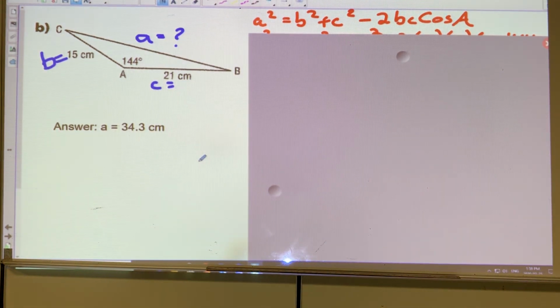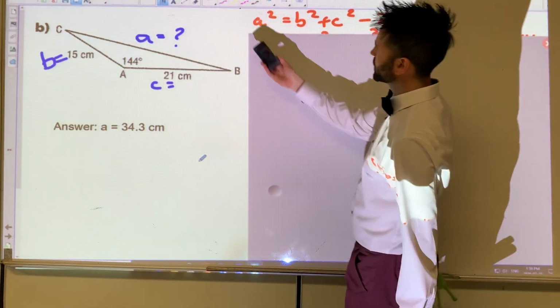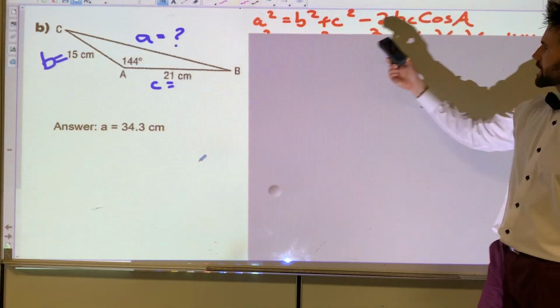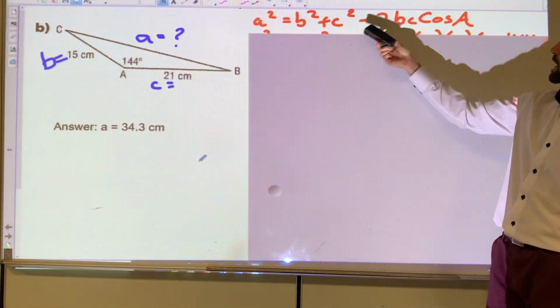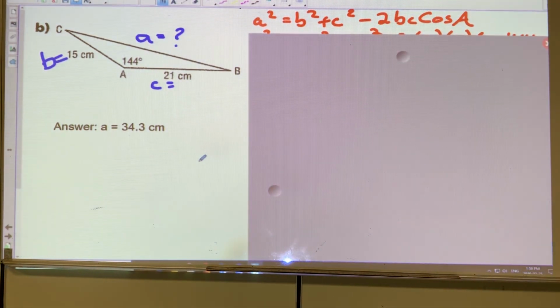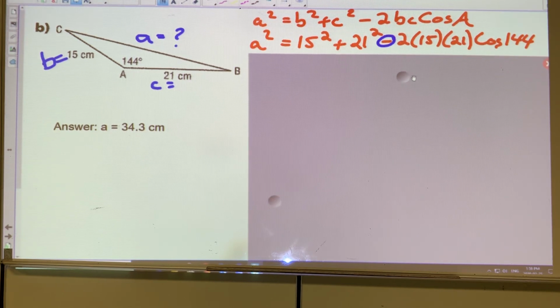So I wrote just my formula, which I recommend you do, because you've got to figure out which one it is. If you're looking for the a squared, then it'll be cos A, and then the other two sides squared minus 2bc. Then plug in your numbers, so it looks something like this. Oh, I circled the negative sign for a reason. We'll see on the next step.